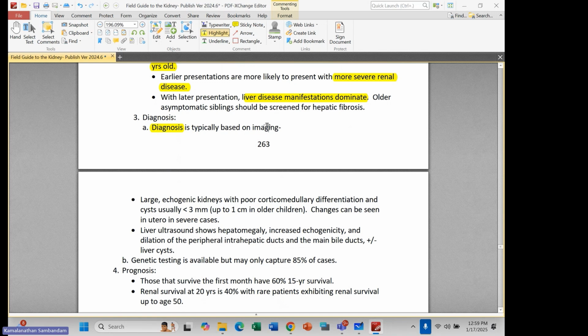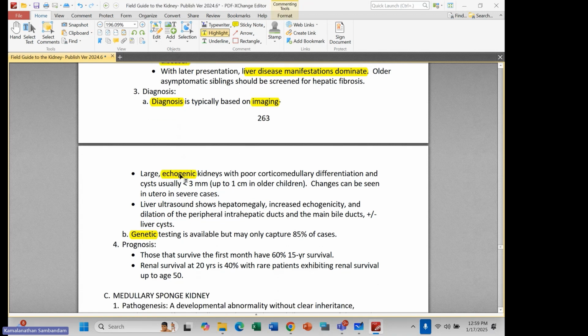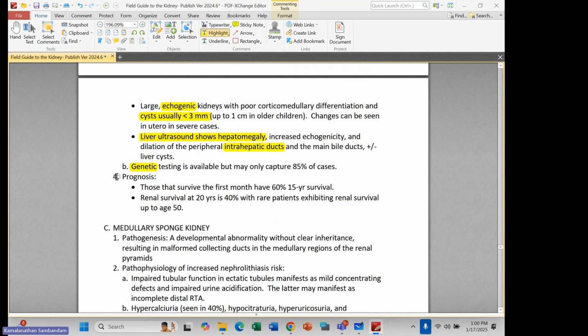Diagnosis, again, is based on imaging. There is genetic testing that's available. And here are some of the imaging findings that you may encounter. Again, echogenic kidneys may be the phenotype, as opposed to these small cysts that may only be visible on CT or even MRI imaging. Okay. And then primarily an echogenic kidney, and then liver showing signs of hepatomegaly, echogenicity, and then sometimes these biliary ductal dilatations. Okay. All right. Prognosis is often pretty poor, actually.